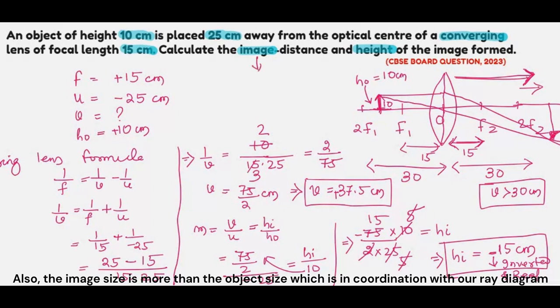So the image distance we can write here, v is 37.5 centimeter, and the height of the image is minus 15 centimeter.